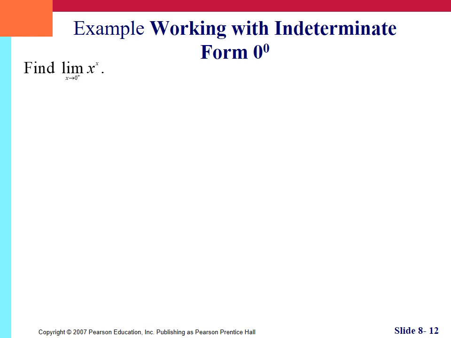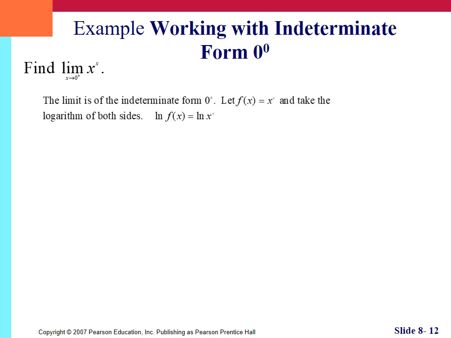Let's work on another example that involves the 0 to the power of 0 form of indeterminate. Find the limit of x to the power of x as x goes to 0 from the right side. If we plug in 0 here, it gives us 0 to the power of 0, which is an indeterminate form. So we have to use L'Hopital's rule, where we can make use of the natural logarithm ln x.